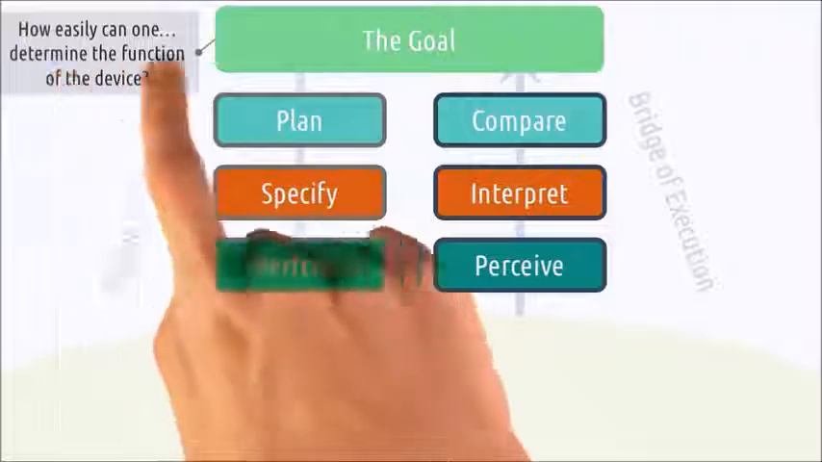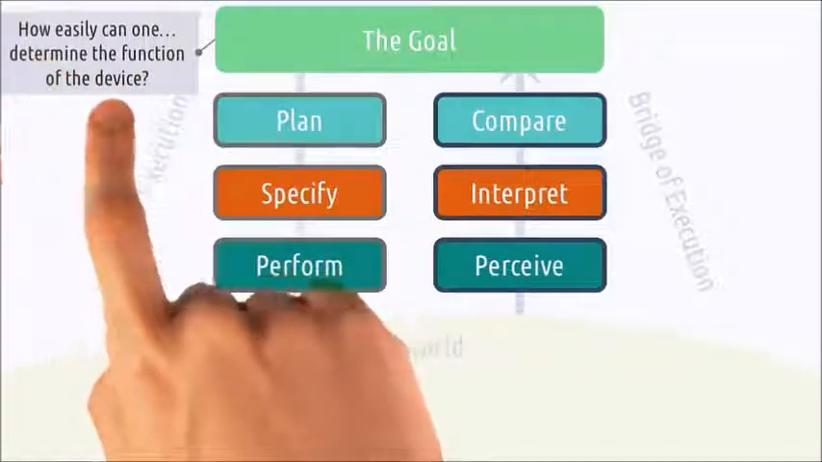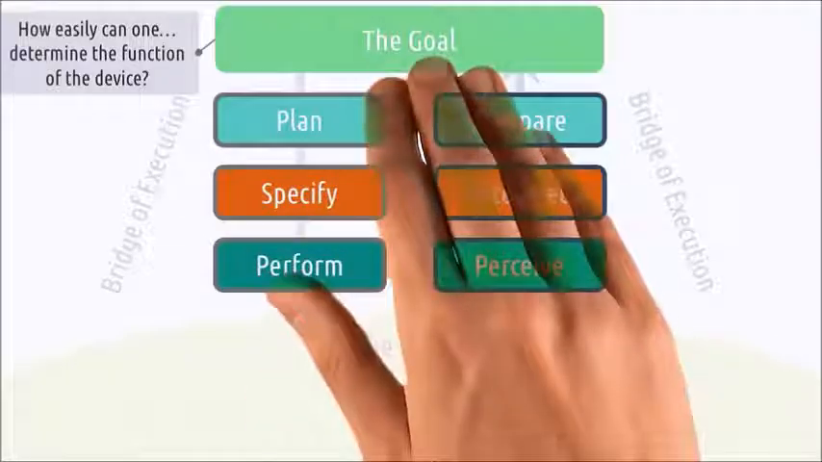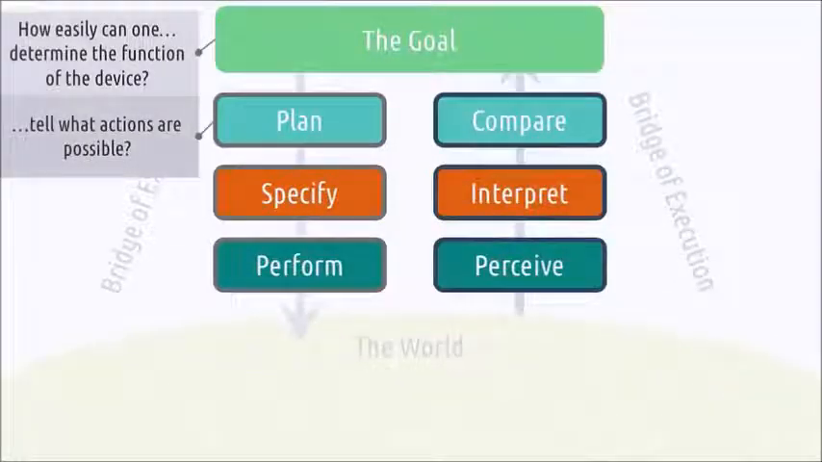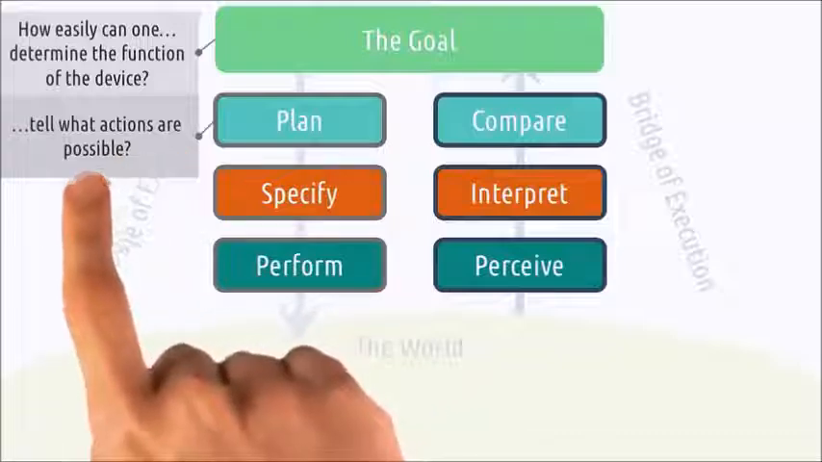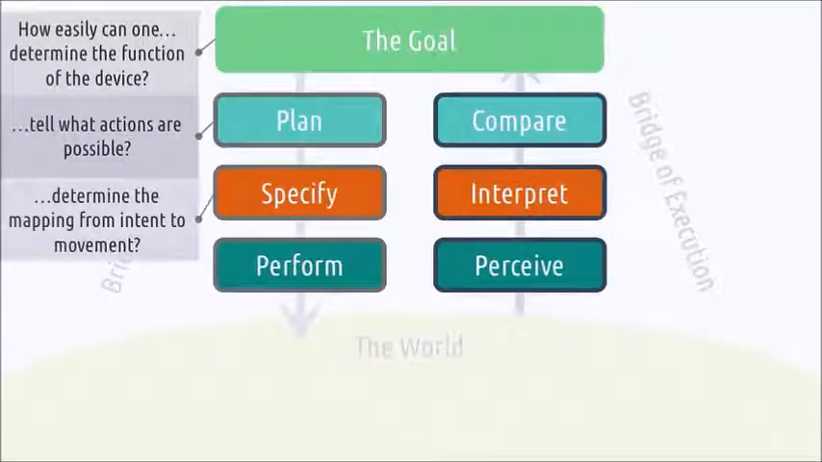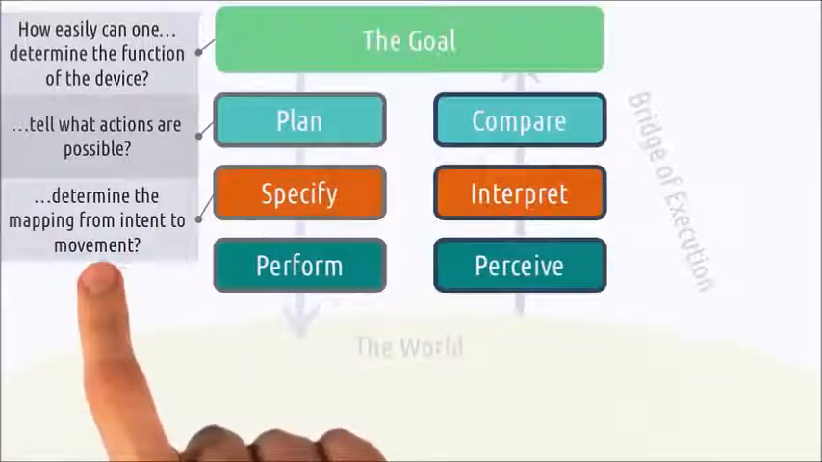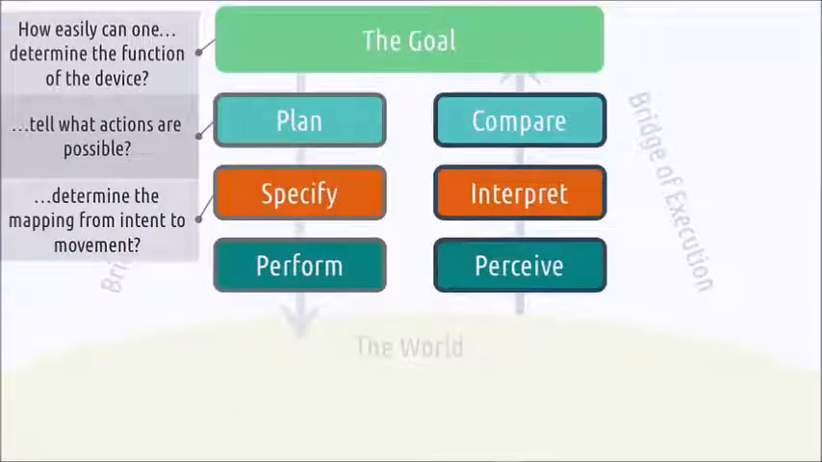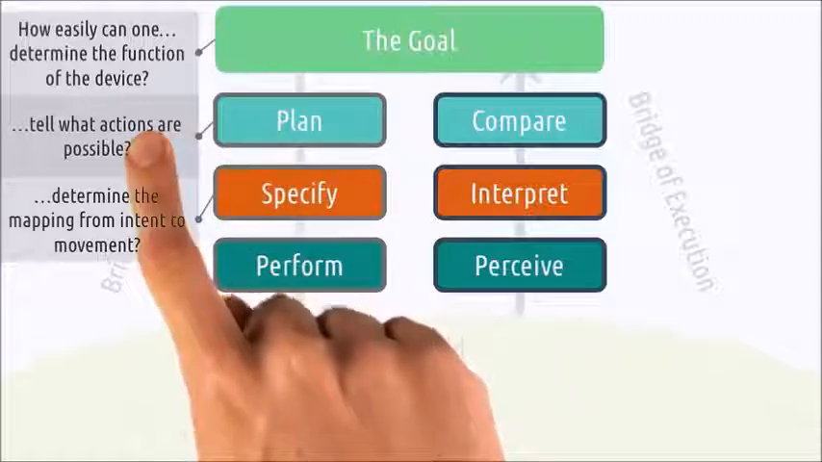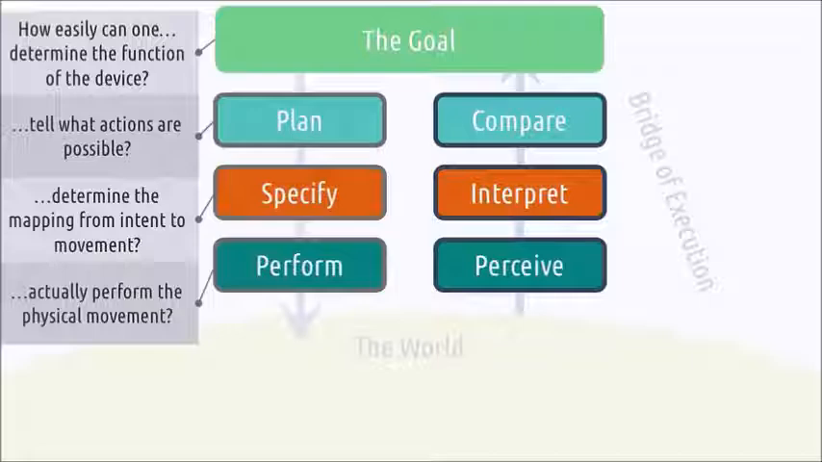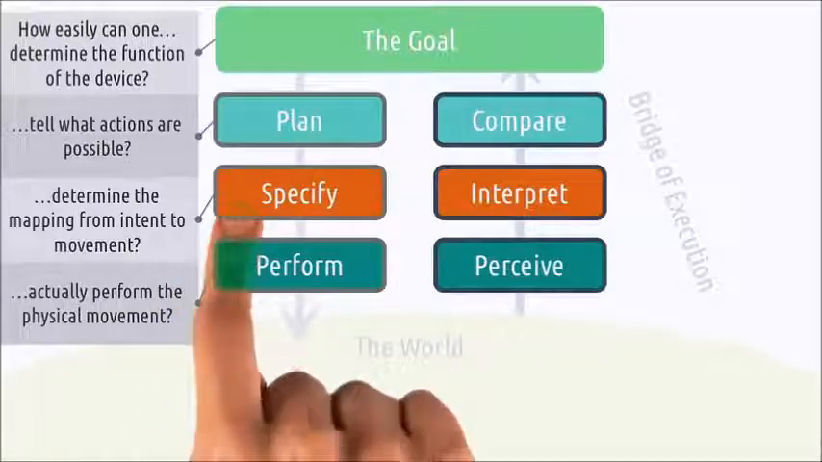First, how easily can one determine the function of the device? Or in other words, how easily can one tell that this device can accomplish that goal? Second, how easily can one tell what actions are possible to do with the device? Third, how easily can the user determine the mapping from their intent to the actual movements or actions they need to take with the device? So in planning, they're figuring out what they can do. With specifying, they're figuring out what they should do. And then finally, how easily can the user actually perform the physical movements associated with that plan?